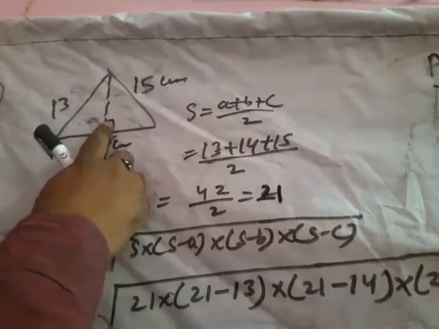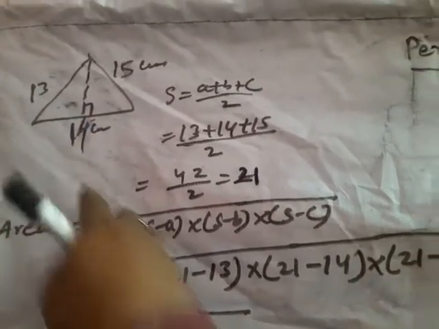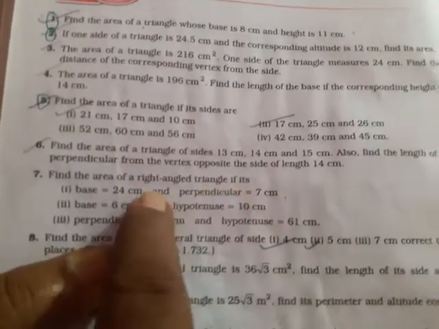Now come to question number 7. Find the area of a right angle triangle. There are 3 parts. First of all, I am telling one general thing about a right angle triangle.